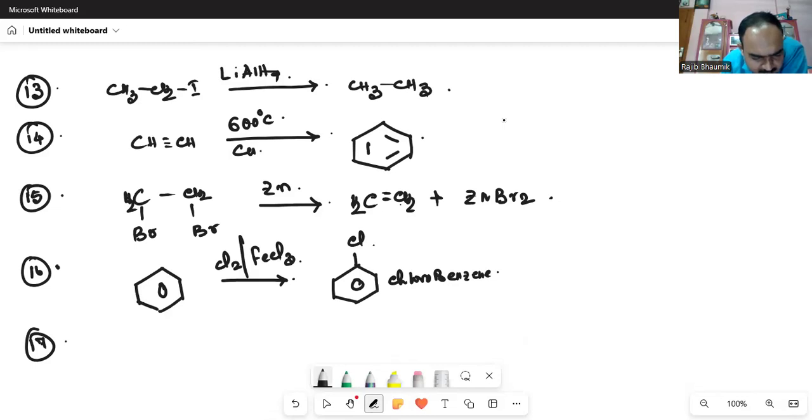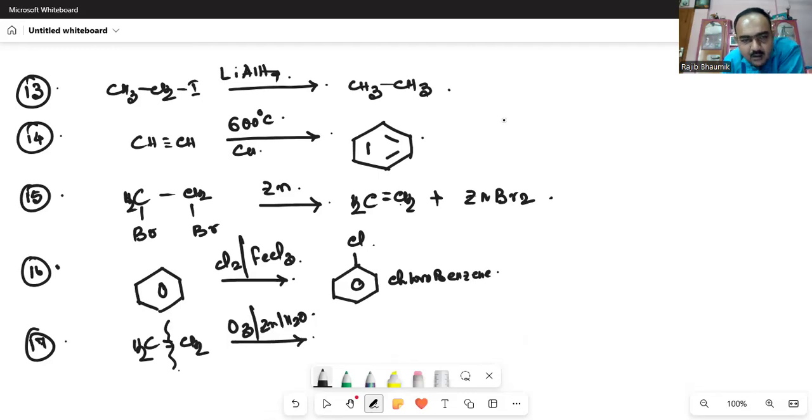17. Ethylene is treated with ozone. This is very simple. Ozonolysis, we have first done it in our second reaction. Ozonolysis, O3, zinc and water. आप लोग जानते हैं, you know that we should break this bond and we'll add C double bond O. So formaldehyde will be formed.